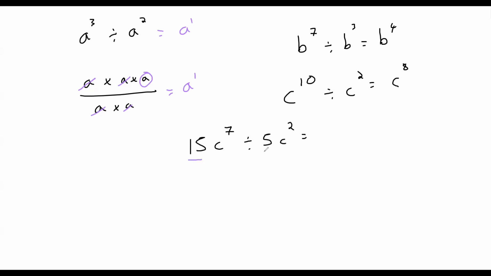So 15 divided by 5, well, that's going to give us 3. Keep the c the same there, but then divide means we're subtracting the index, and that's going to give us c to the power of 5. So then that would be your final answer there. Would that be right? Let me just double check it.